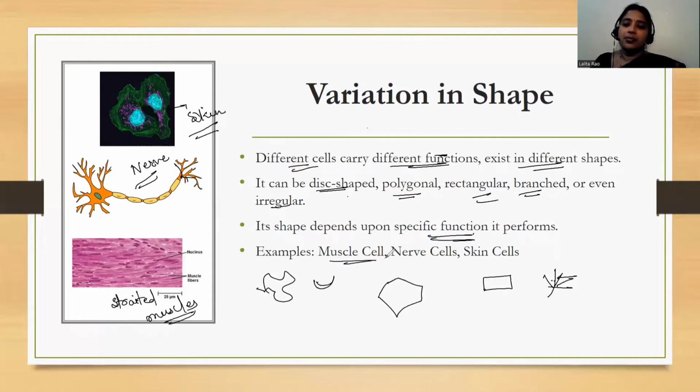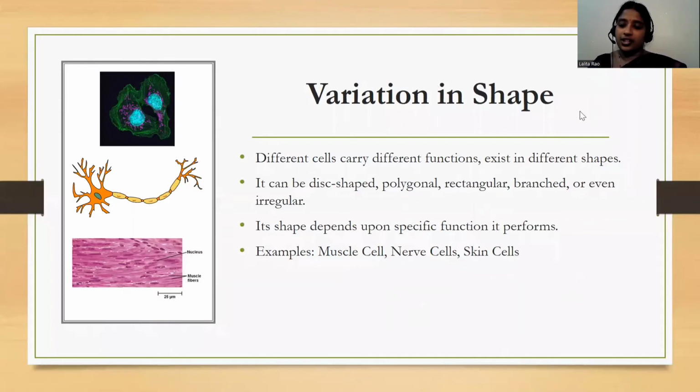So examples are the muscle cell, nerve cell, and skin cell. These are the muscle cells, these are the nerve cells, and this is the skin cell. You can see they are all of different shapes depending upon what function they perform. So depending upon the function they perform, cells also vary in shape.